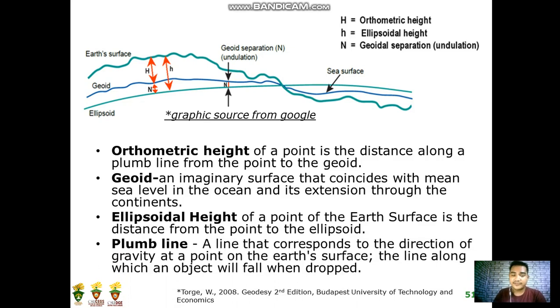Again, so naman the definition sa plumb line. Plumb line is a line that corresponds to the direction of the gravity at a point on the Earth's surface, or also, it is the line along which an object will fall when dropped. Padulong man siya sa center of the gravity sa Earth.